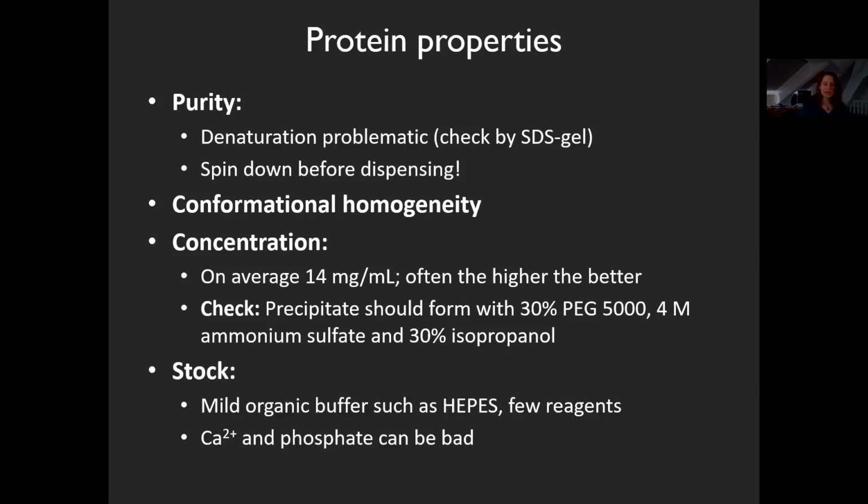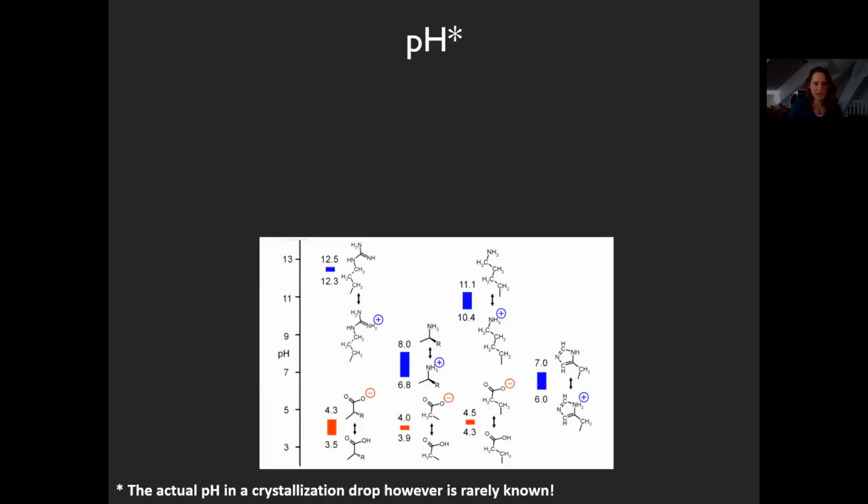And the stock should be a mild organic buffer such as HEPES and as few reagents as you can manage. Why mild? Well, you want the precipitant that you add to dominate pH. You don't want the buffer in which the protein was dispensed to dominate the conditions. And calcium ions and phosphate can be bad, but not necessarily so, and should be avoided if you can.